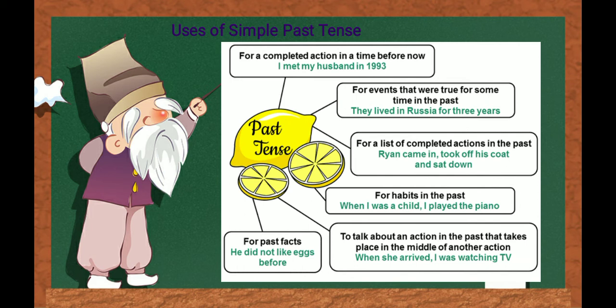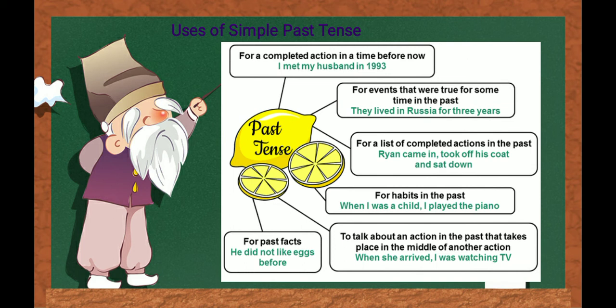We also use simple past tense to talk about an action in the past that takes place in the middle of another action. Suppose in the past I am talking about an action which was going on, but in the middle of that action another action was completed. At that time also we use simple past tense. For example, when she arrived, I was watching TV. In the past an action was going on, I was watching TV, but in the middle of that action an action was completed, and that was she arrived.